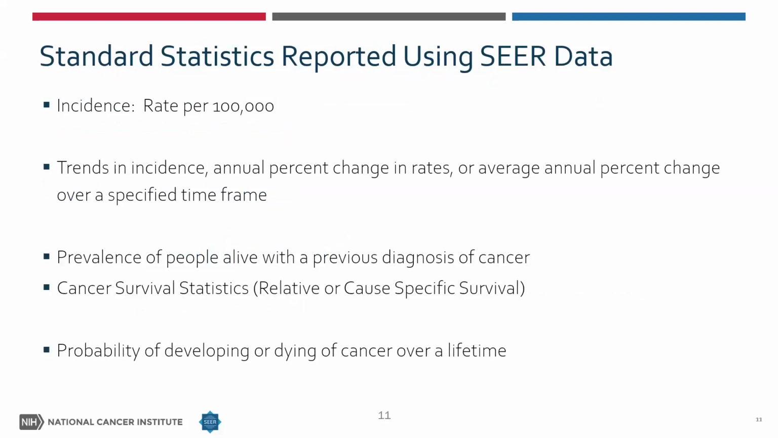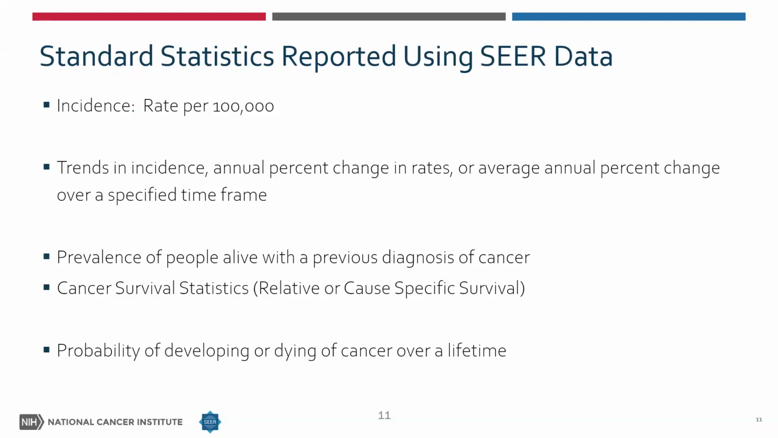These are the typical statistics we report using SEER data. So we report incidence rates per 100,000. We also calculate trends in incidence rates, and we show it using a summary measure called the annual percent change in rates, or the average annual percent change in rates over a specific time. So like, if you're interested in looking at a cancer, whether in the recent 5 years that cancer incidence is going up or down, that could be summarized and understood using these trend measures.